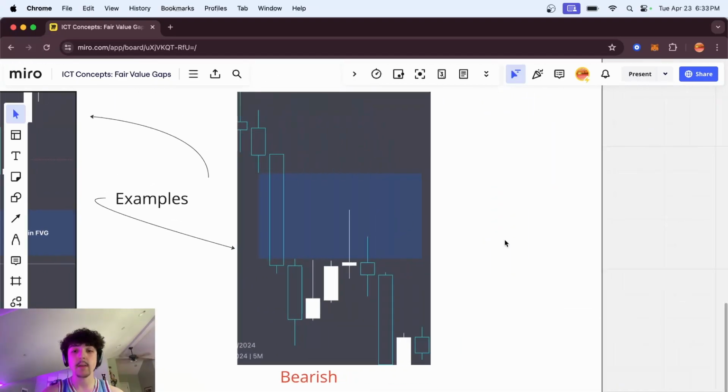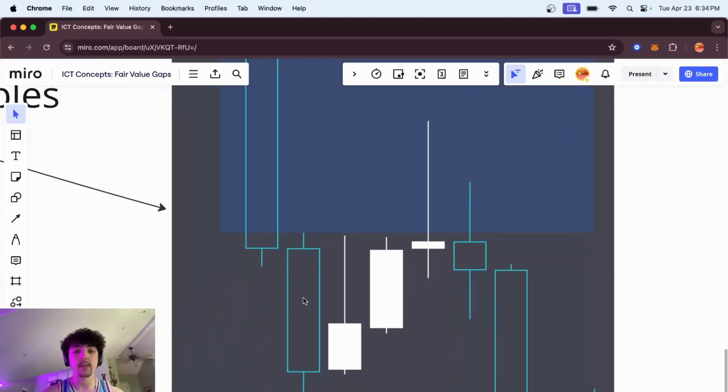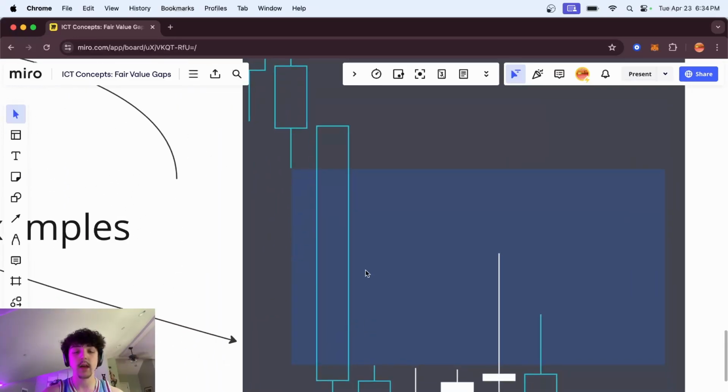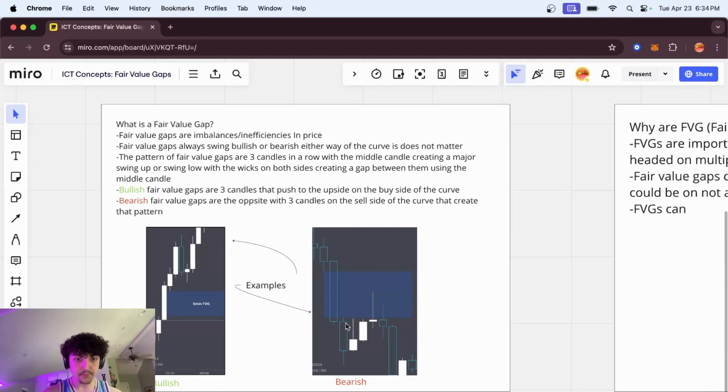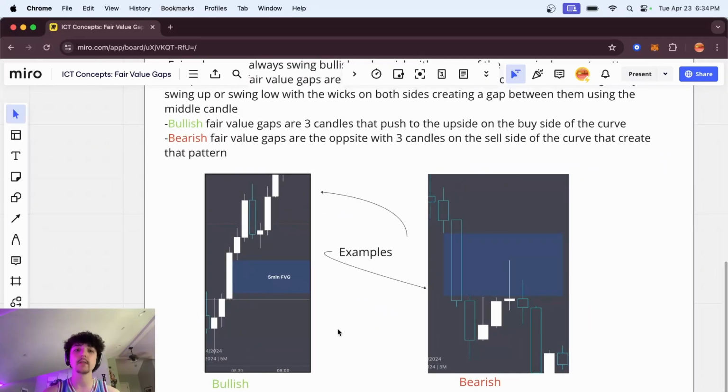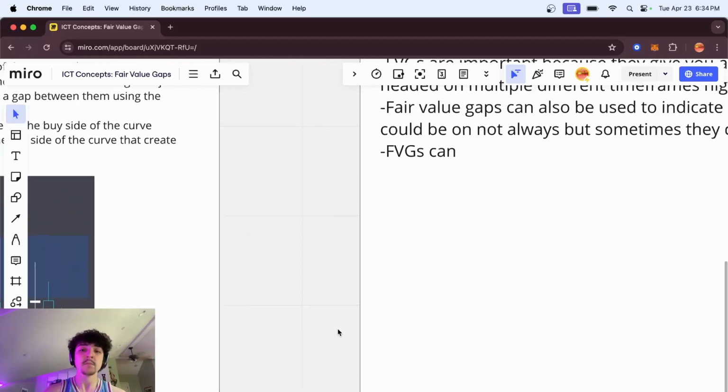Here we have a bearish fair value gap. We have this candle here, we have this candle here, and a middle candle here, creating the imbalance in price. Right, so that's pretty much the basics of what a fair value gap is. It's an inefficiency or an imbalance in price. Bullish or bearish does not matter. It swings both ways at all times, at all times of the day, throughout all time frames. Okay, you can use any time frame, and I'm going to explain a little more on how to use different time frames to find and use the fair value gaps.